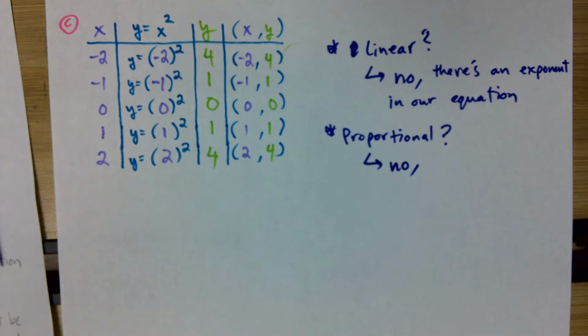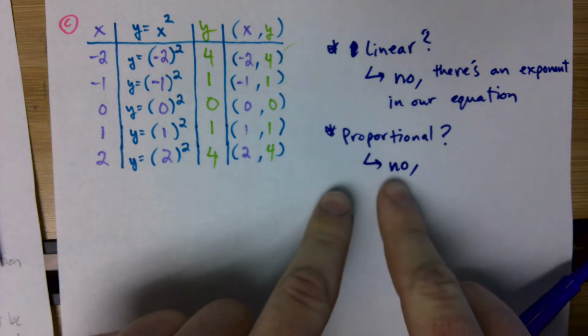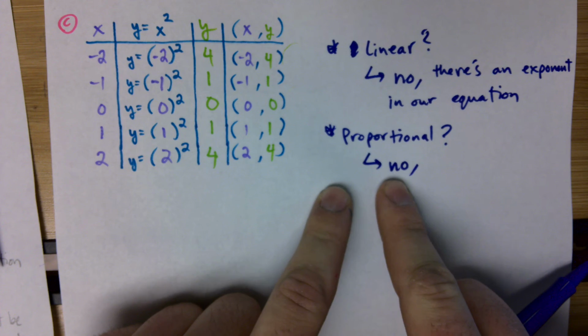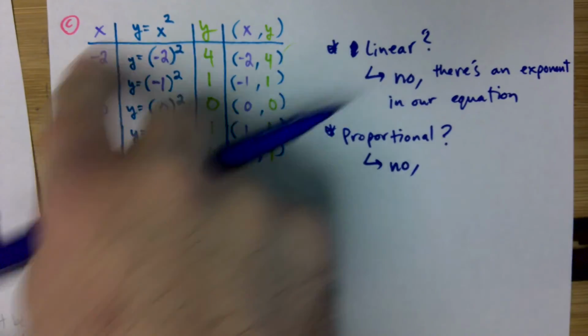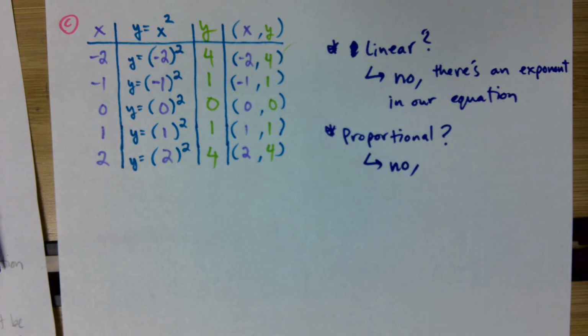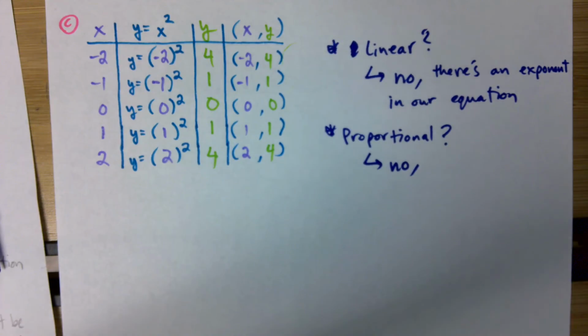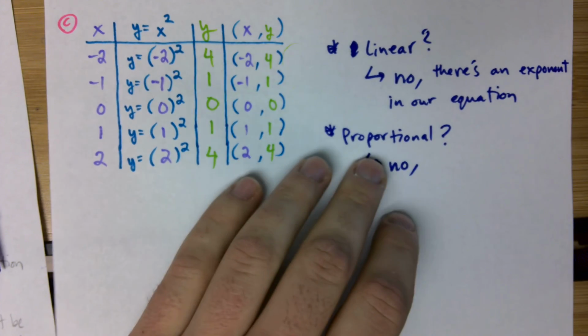Even though it goes through the origin, it also has to be a straight line. This is not a straight line. Okay? We'll see what this looks like graphed another day, not today. But it's what we talked about yesterday, a parabola, that U-shaped graph. Even though it goes through the origin, it's not a straight line. It's a curved line. So proportional, no.